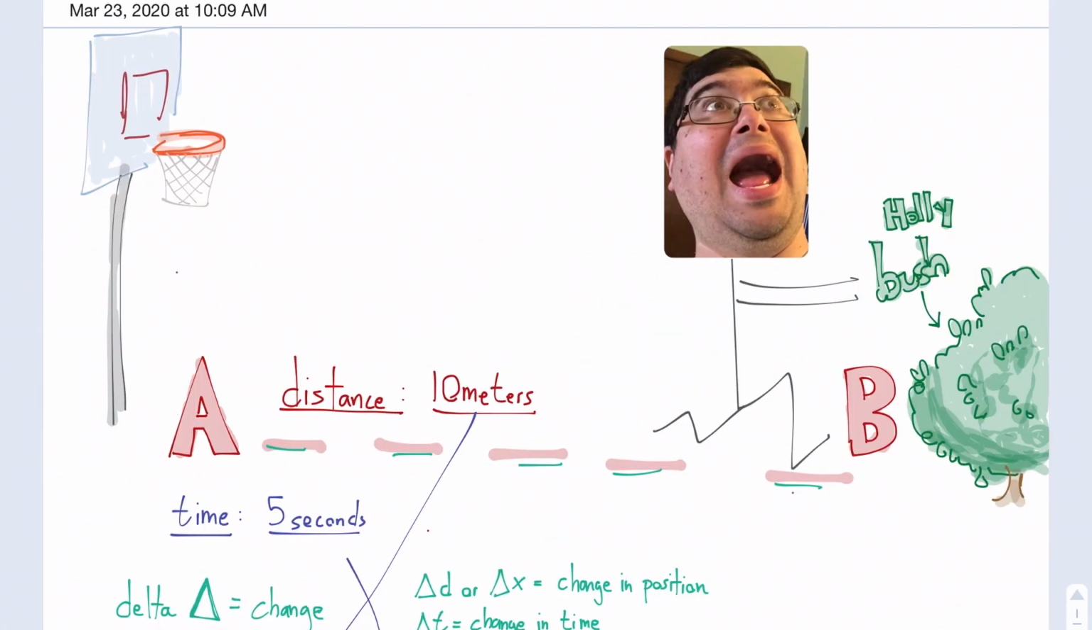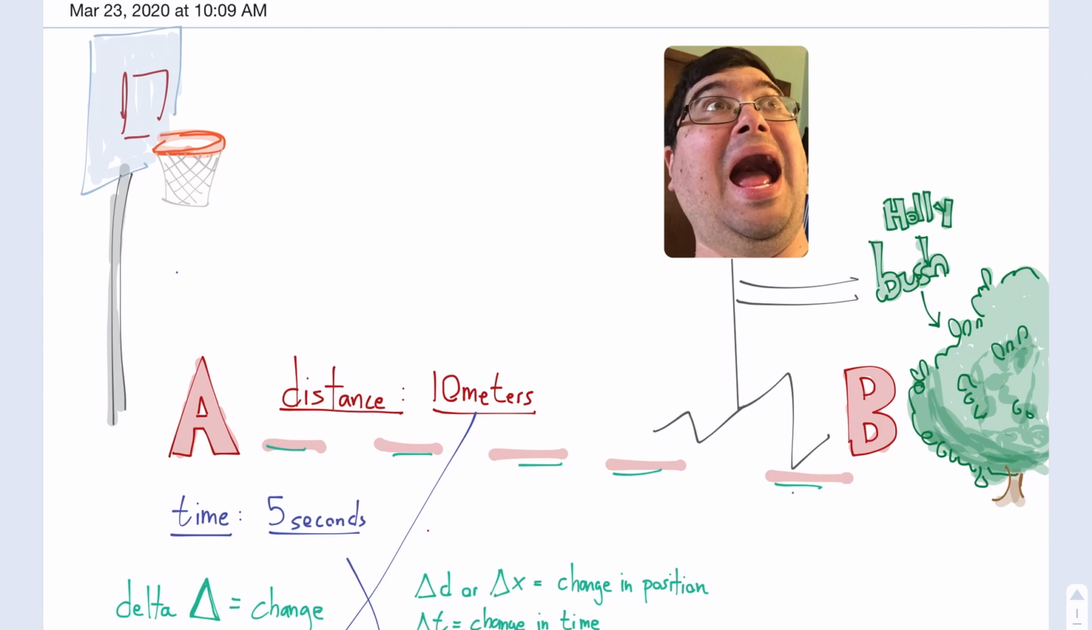All right, we're back. We're going to work on this a little bit more. You remember I was showing you just a little while ago how I was running from my basketball hoop, which I called point A, to my holly bush, which I called that point B. It's a bit of a sad bush. My tree fell on top of it last year, so it's not looking so great. Anyway, we said the distance traveled there was 10 meters.